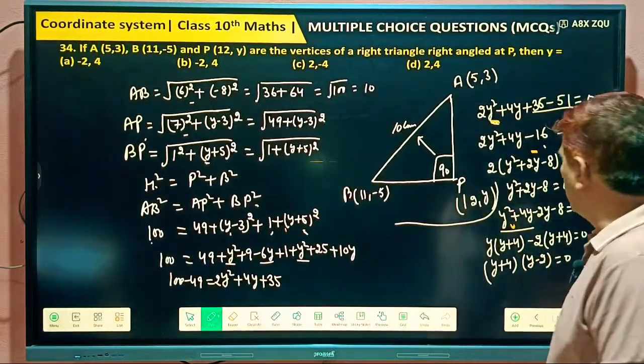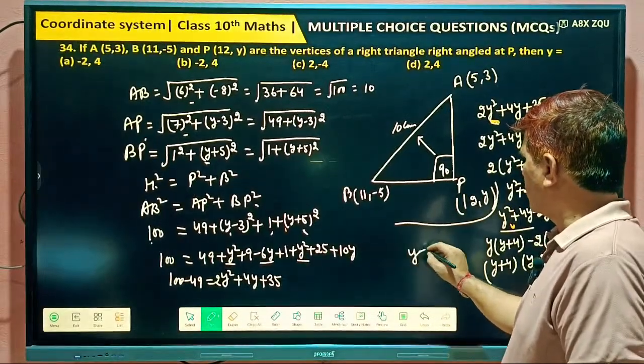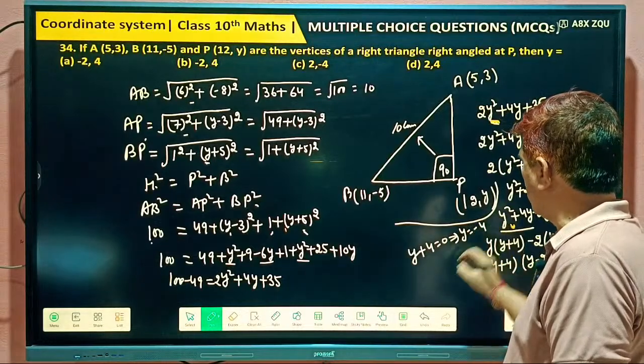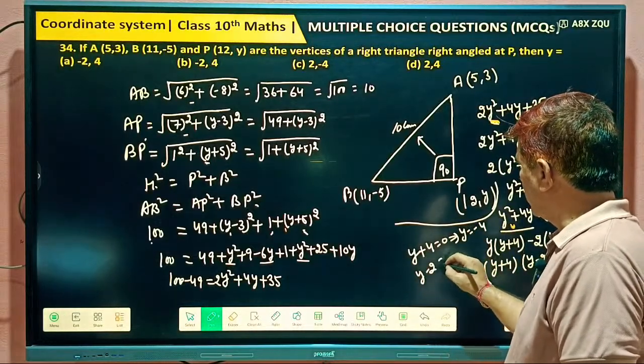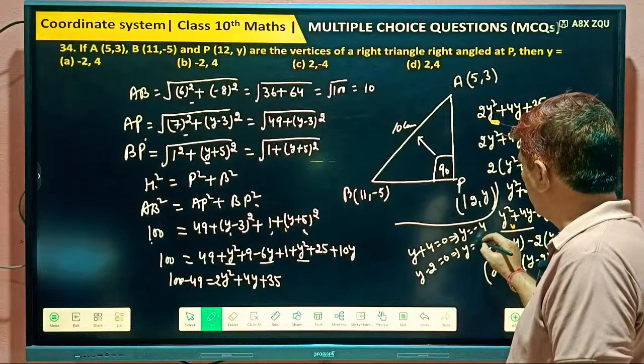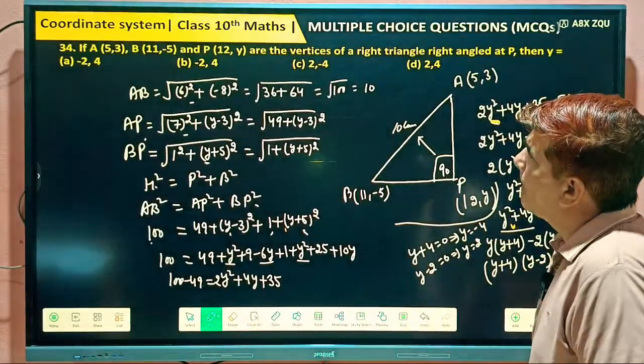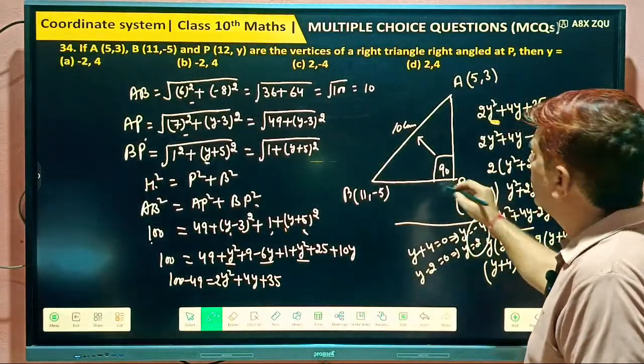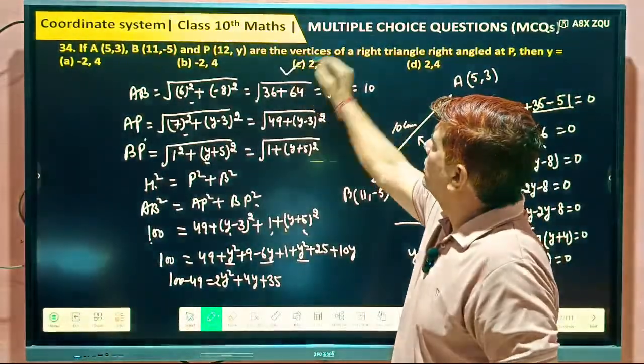So what's the value of y? y plus 4 equal to 0 implies y equals minus 4. And y minus 2 equal to 0 implies y equals 2. So minus 4 and 2 are the values of y. Where is it given? C.